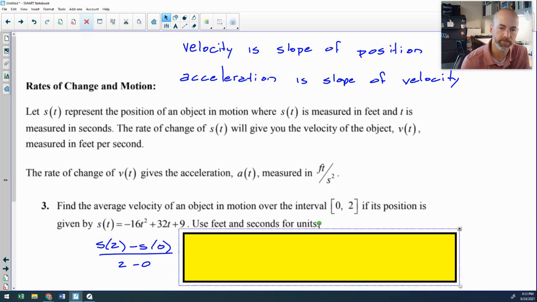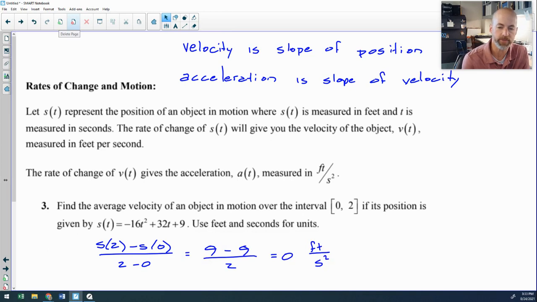And this one actually does something interesting because s of 2 and s of 0 are the same. We are starting and ending at the same spot, which results in an average velocity of 0. That does not mean you didn't move anywhere. It just means you ended up where you started. And your average velocity is 0 feet. I don't know why I put a square on that foot unit or time unit. Let's get rid of that. Okay, so there's average velocity given the position.